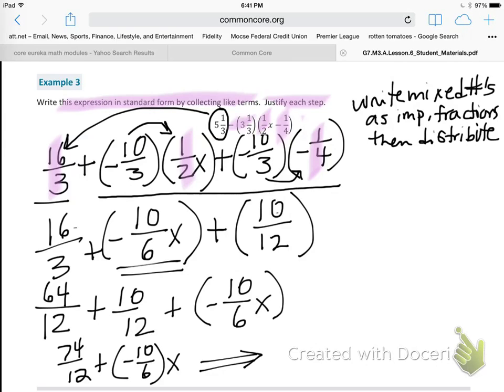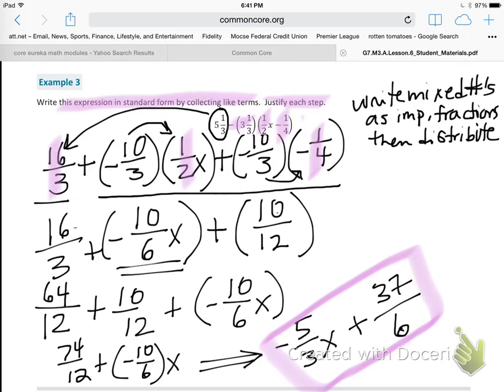and put x at the beginning, and the number at the end. So negative 10/6 simplifies down to negative 5/3 x, and then we're going to add 37/6. 74/12 goes down to 37/6. And again, why this is a preferable order is because we have our variable, and then we have our number, a rational number without a variable at the end to finish off.